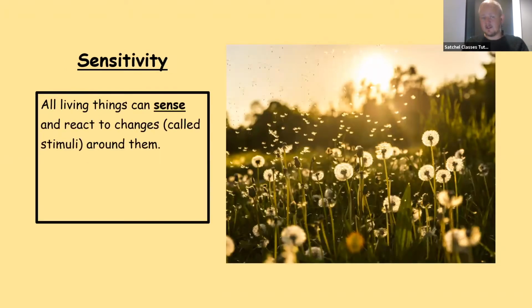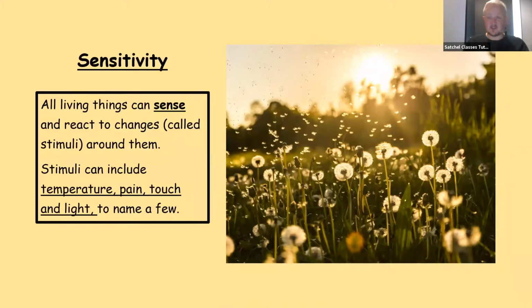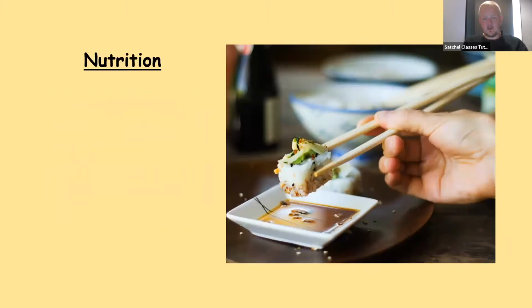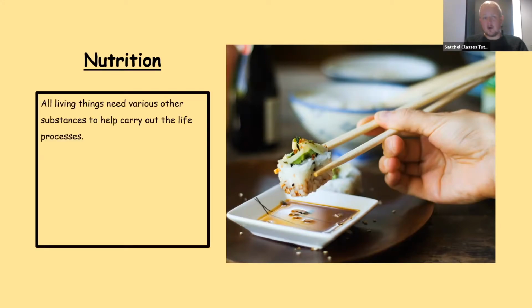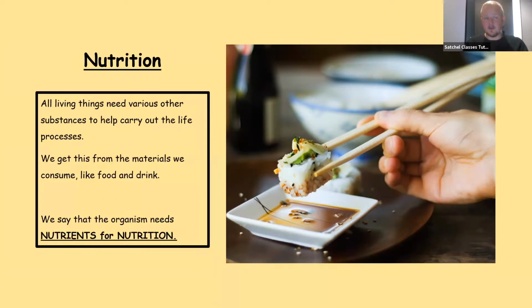Sensitivity. All living things can sense and react to changes, what we call in biology stimuli, around them. Stimuli can include temperature, if it's too hot or too cold, pain, for example, you get stung by a bee, touch, light, just to name a few things. Nutrition. The need to feed, the need to eat, or the need for raw materials. All living things need various other substances to help carry out all the life processes that they undergo. We get this, humans, from the materials we consume, like food and drink. We say then that the organism needs nutrients for nutrition.